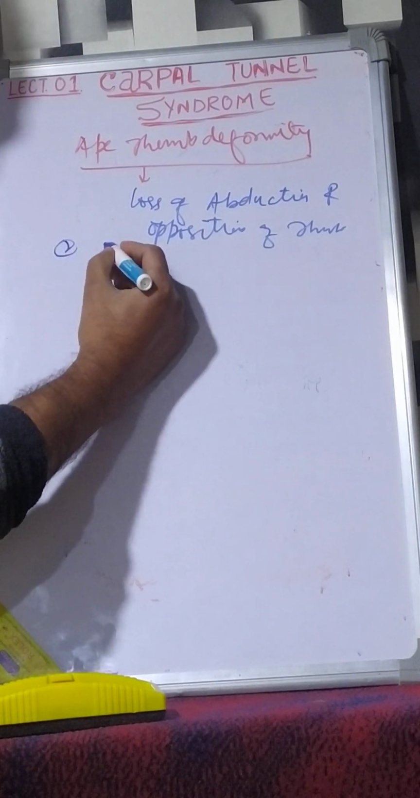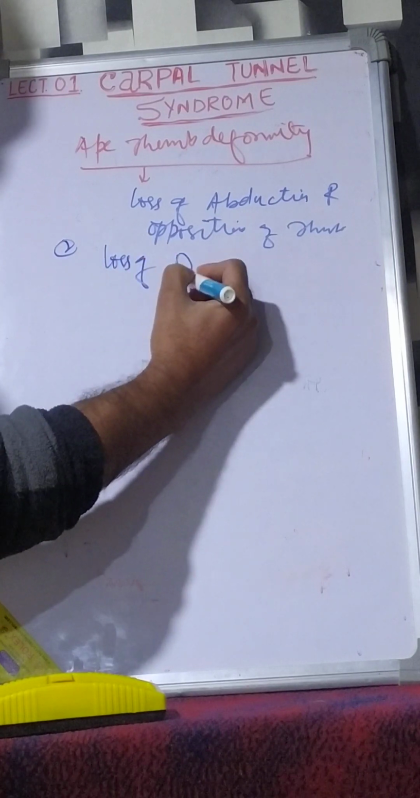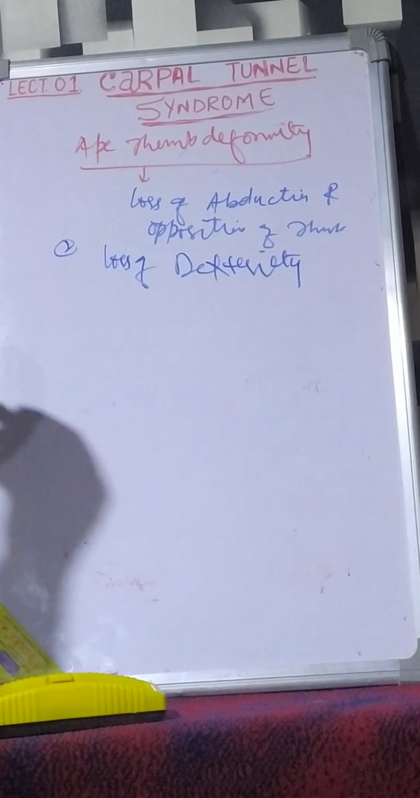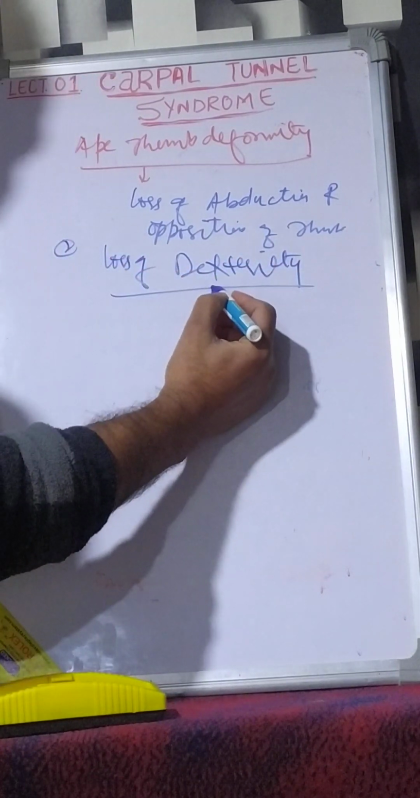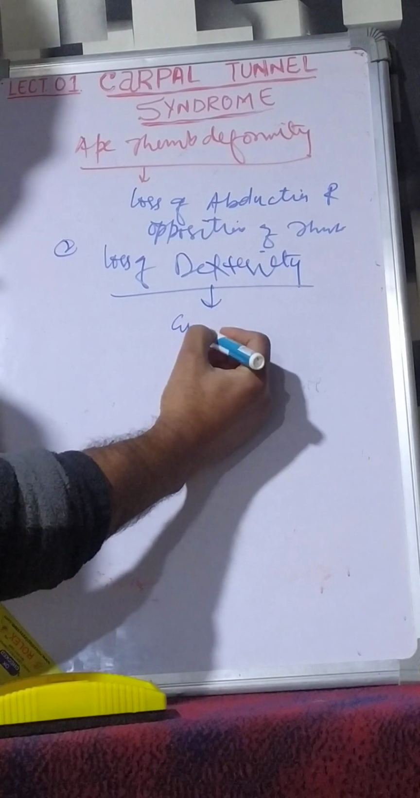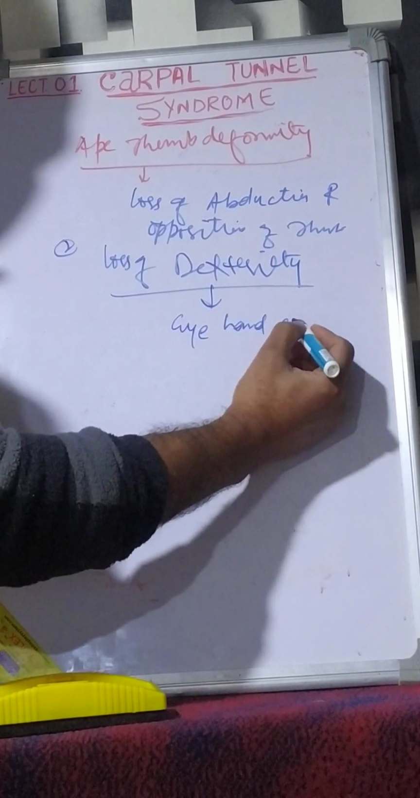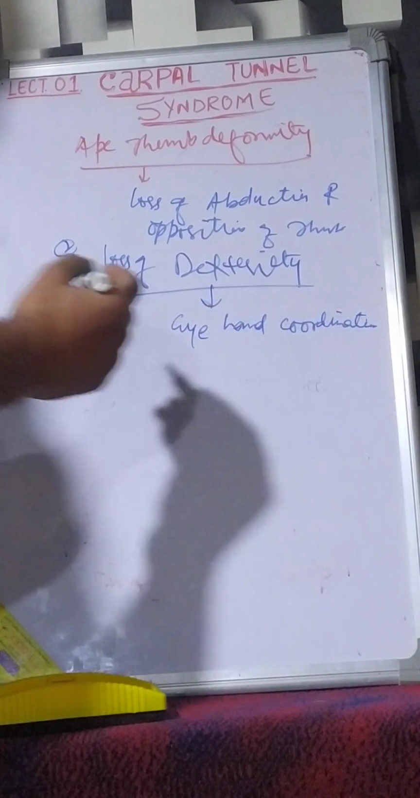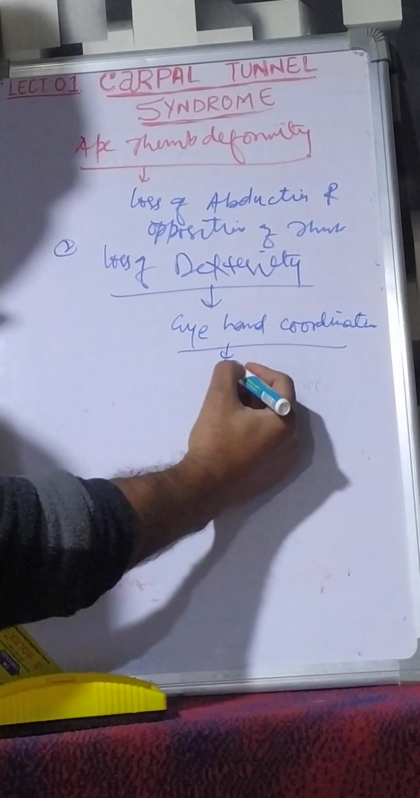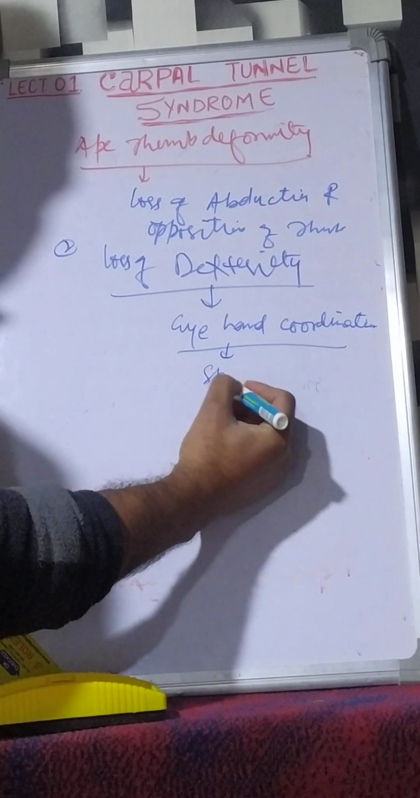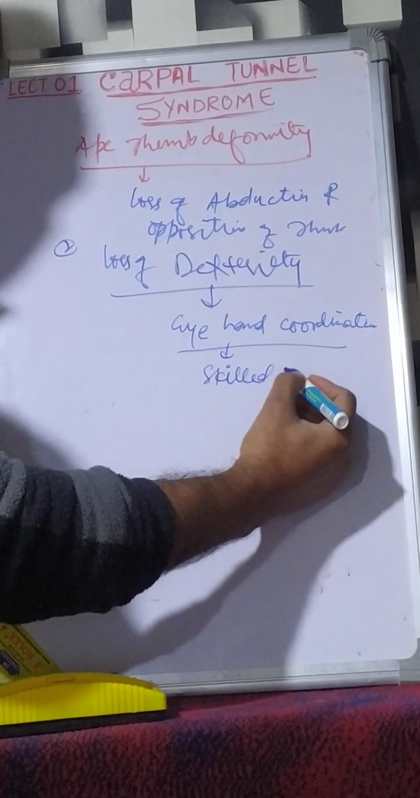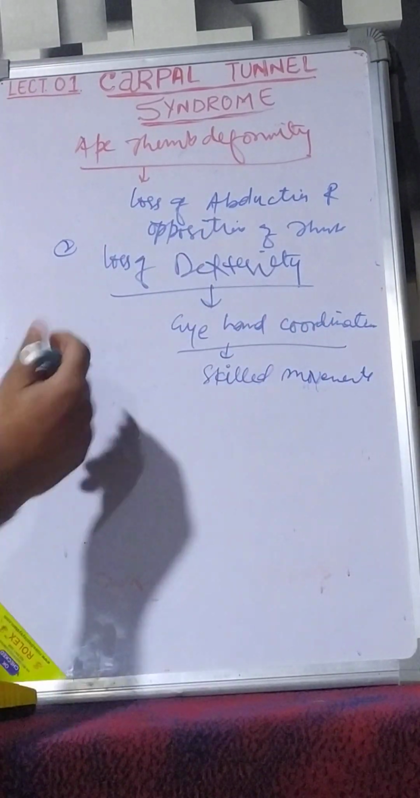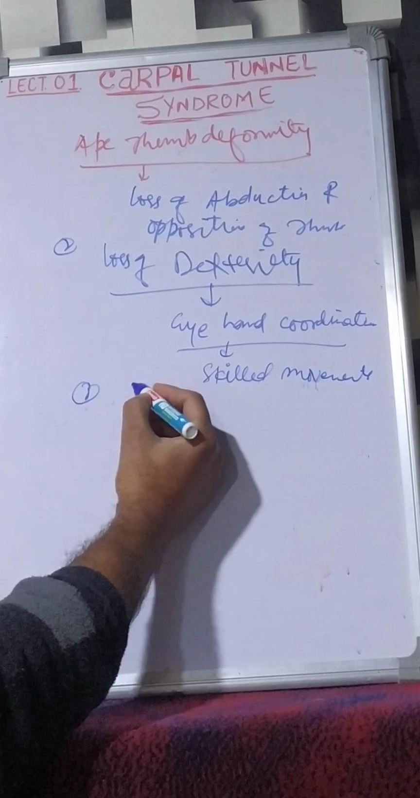Second, loss of dexterity. Loss of dexterity means loss of eye-hand coordination, or you can call it the loss of skilled movements.